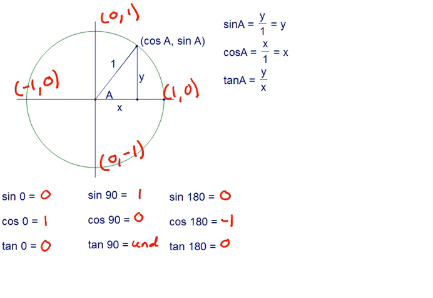Coming up to 270, let's find sine, cosine, and tangent of 270. Sine is equal to the y value. The y value for a 270-degree angle, which would be here, is -1. Cosine is equal to the x value. The x value is 0. And tangent of 270 is y over x, which is -1 over 0. We cannot divide by 0, so that's undefined.